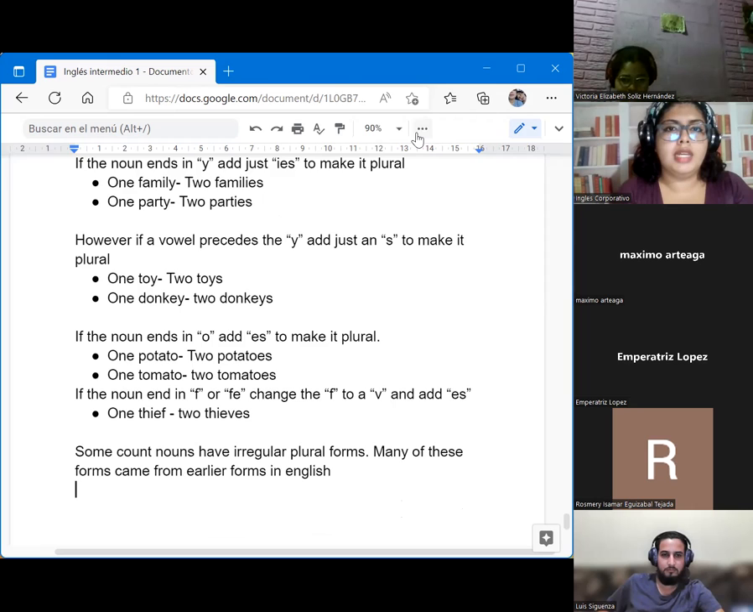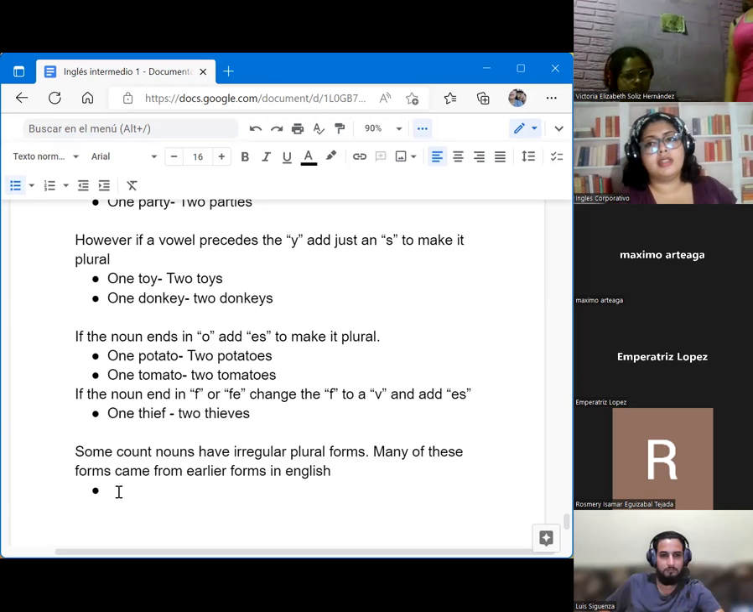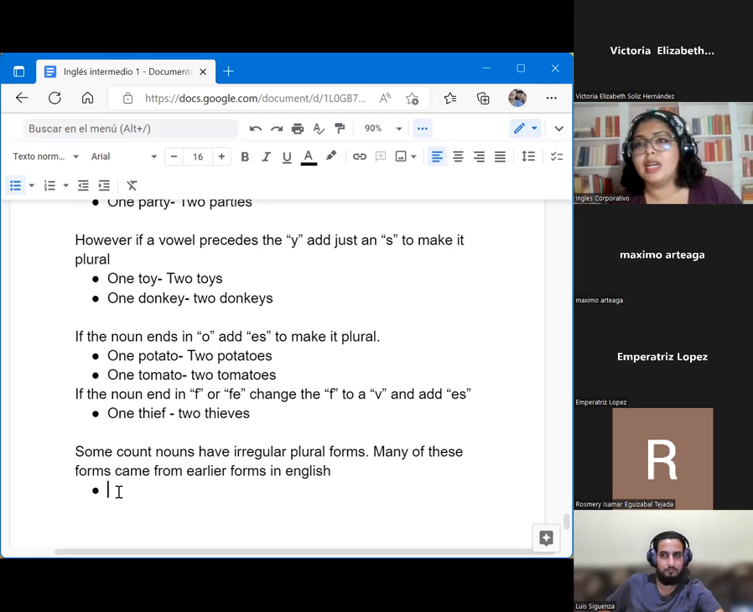So in this case, we were saying that we have different words that depend on earlier forms in English, because we know that English has different stages of construction. And there are some words that came from that change that happened in the history of the language. But in this case, we're not going to talk about the history of English. We're just going to see the examples. One foot, and in plural, two feet.